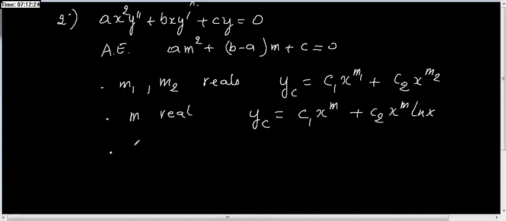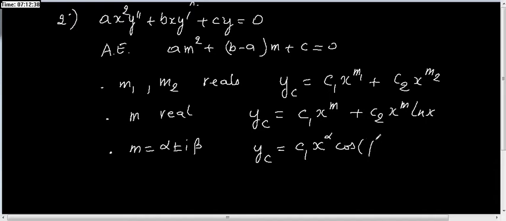complex solutions, so let's say m is alpha plus minus i beta, then yc will be c1 x^alpha cosine(beta ln x) plus c2 x^alpha sine(beta ln x). Okay, these are the two situations for finding yc.